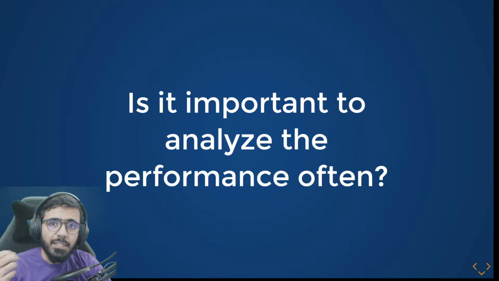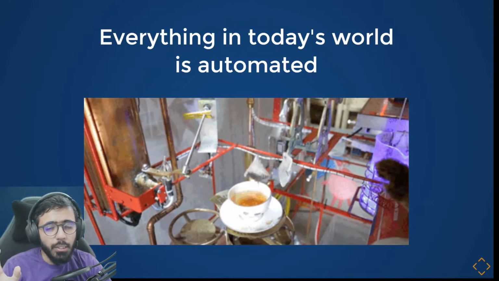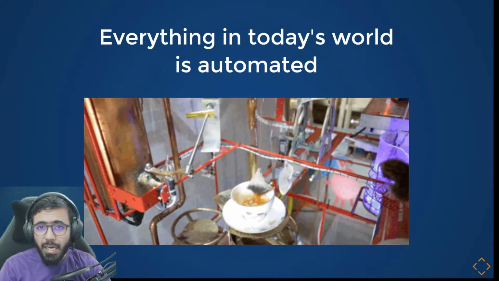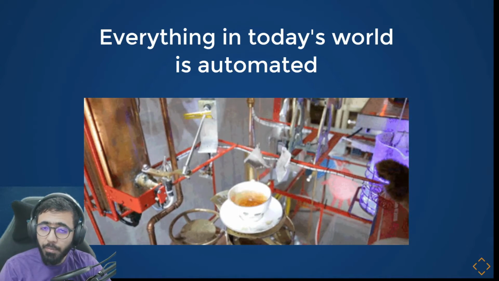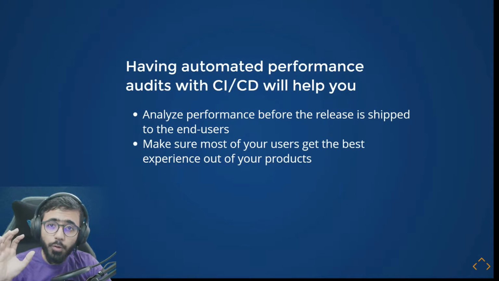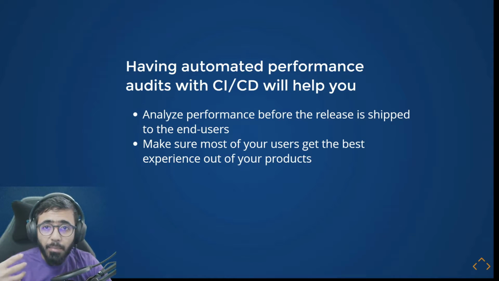So a question is, is it important to analyze the performance often? Do we have to do that every day, every week, every month? How does that go? And the thing is that everything in today's world is actually automated. So we have CI/CD configured, and we can run tests and create builds and deploy them in one go. And if we talk about what benefits CI/CD has, these are a few of them. You can analyze the performance of your web applications before they're even released to the end users, and you can make sure that most of the users that are out there get the best experience out of your products.